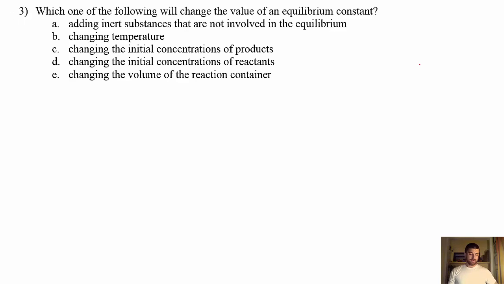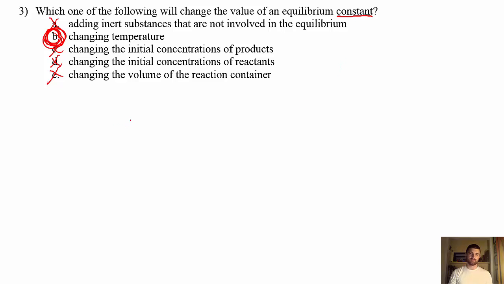3. Which one of the following will change the value of an equilibrium constant? So these things are considered constant, so we know not a lot of things change them. Adding inert substances that are not involved, that's not going to change anything at all. Changing the temperature, yes. Temperature will have an effect on the equilibrium constant. Changing the initial concentrations, not going to affect it. Same with the concentrations of the reactants or products. Changing the volume of the reactant container, not going to affect the constant.